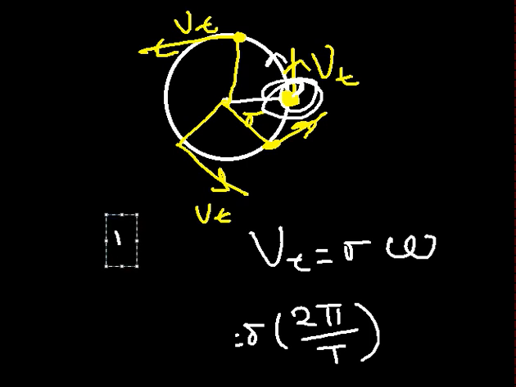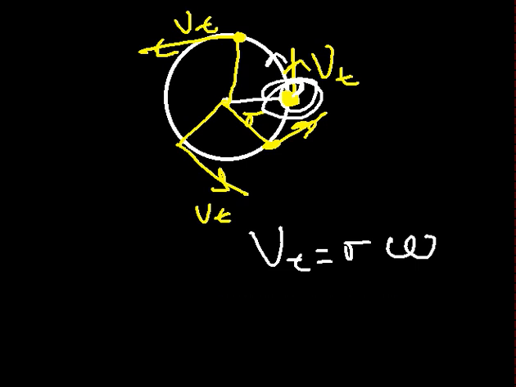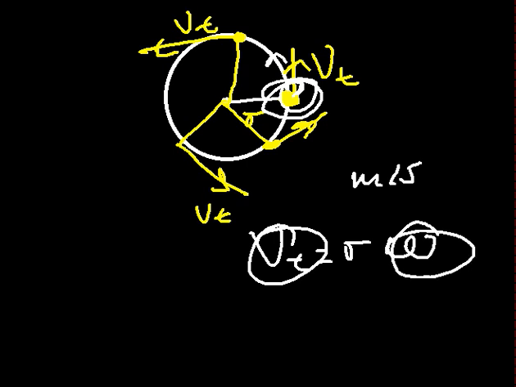So if we have the radius of the circle and the angular speed, we can get the tangential speed or linear speed using that formula, and it is given in meters per second. So take note of that. Likewise, if we have the tangential speed and the radius of the circle, we can get the angular velocity using that formula. So bear that in mind.